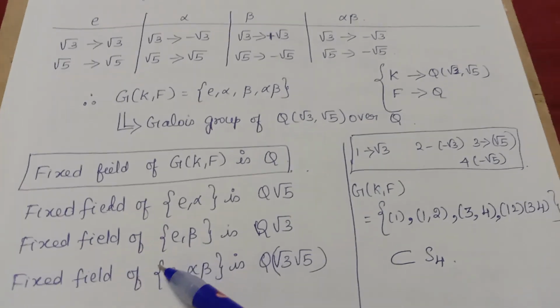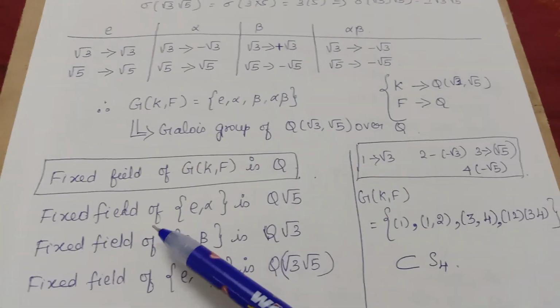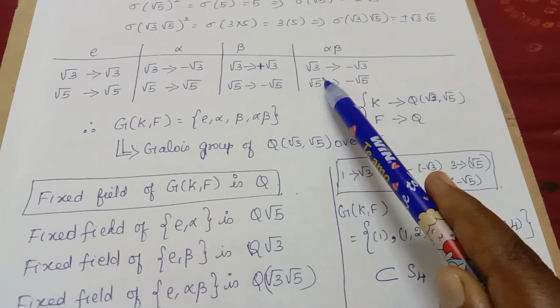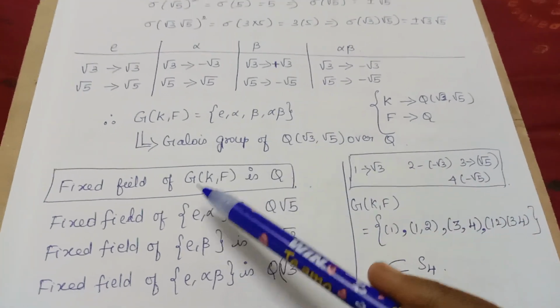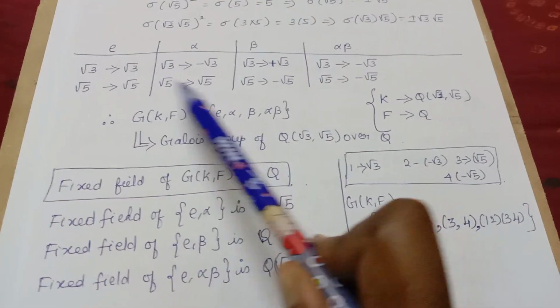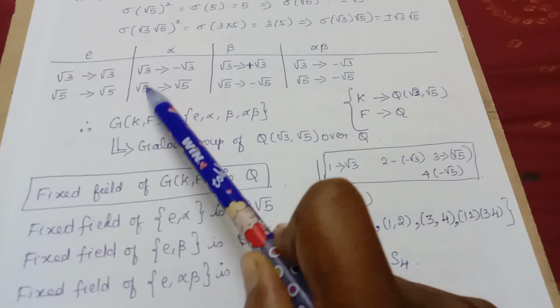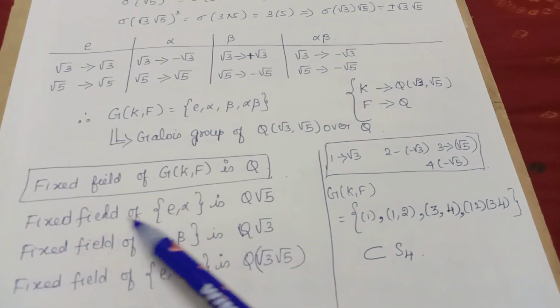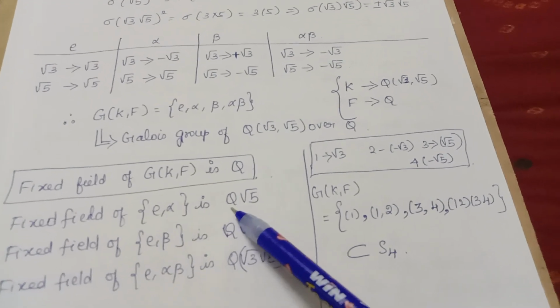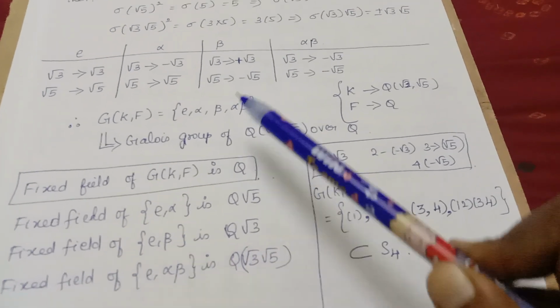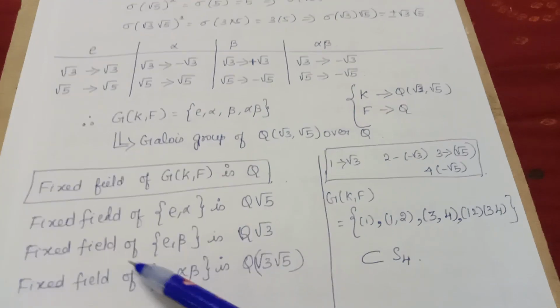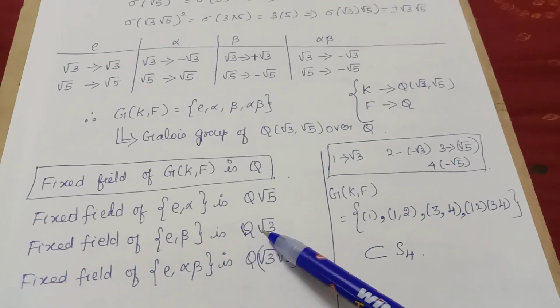Okay, right. Next one is the fixed field of, see, 4 automorphisms are there, no? We can take combinations. See, E comma alpha, how to find the fixed field? E fixes both the elements, but alpha fixes only root 5. So, the fixed field of E comma alpha is Q of root 5. And fixed field of E comma beta, beta fixes only root 3. So, the fixed field of E comma beta is Q of root 3.